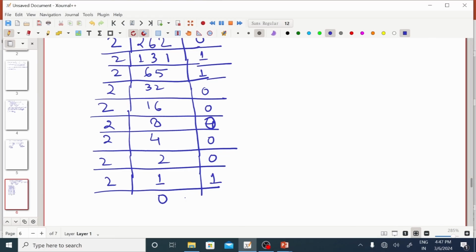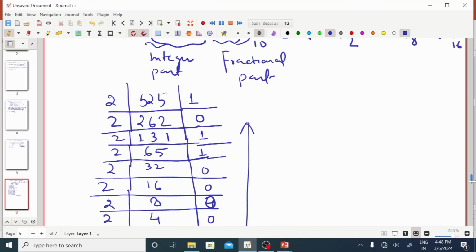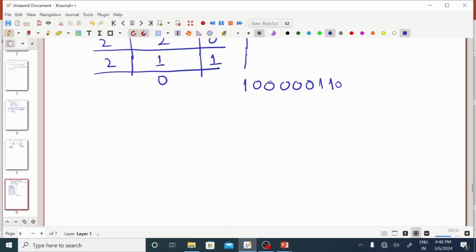So we repeat this process of division by 2, the successive quotient is divided by 2 until the quotient becomes 0, and then take the remainders in reverse order, meaning from bottom to top. So simply the integer portion is represented as 1 0 0 0 0 1 0 0 0 0 1 1 0 1 1 1 0 1.